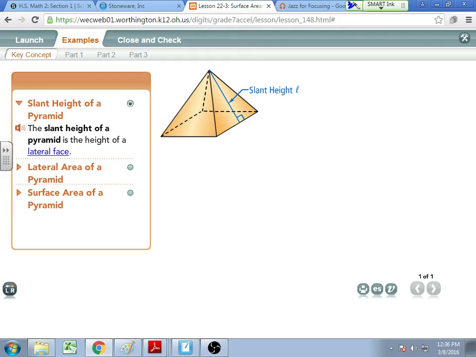I'm actually going to let this play for the lateral area of the pyramid because I think it's really good. So give this a shot.